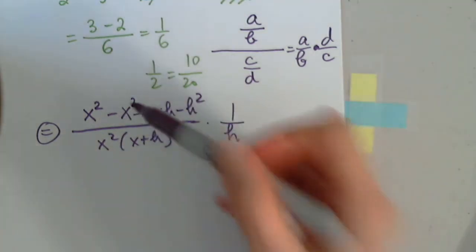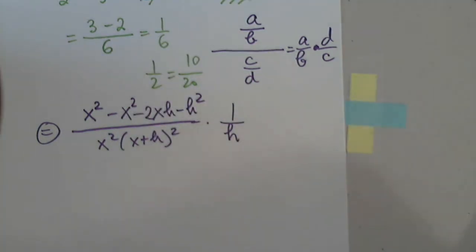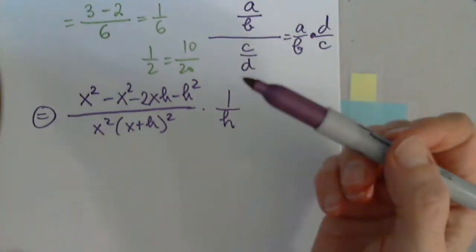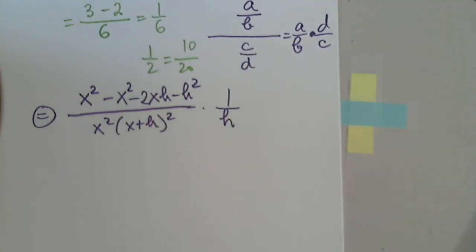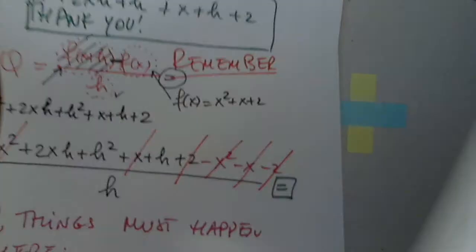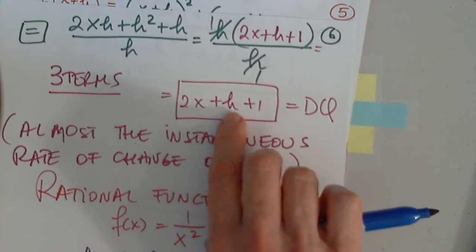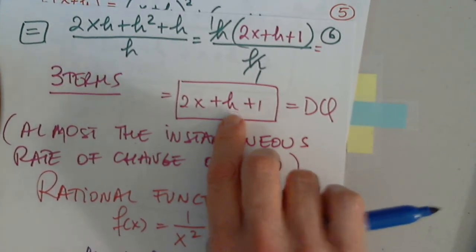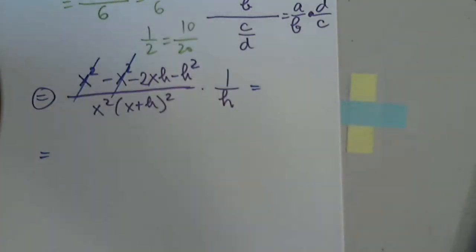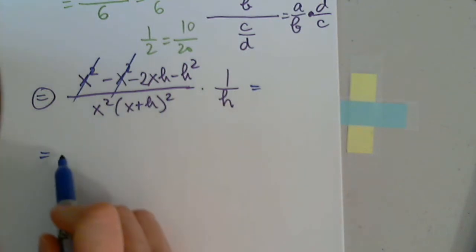Okay, so now remember 2 things have to happen. All terms without h must simplify in the numerator. Do they? Yes. Okay. Secondly, h from the denominator. As you noticed from the previous problem, there is still an h left over. Of course it will, but not this one. This one goes away. Okay, good. So can anyone factor out?